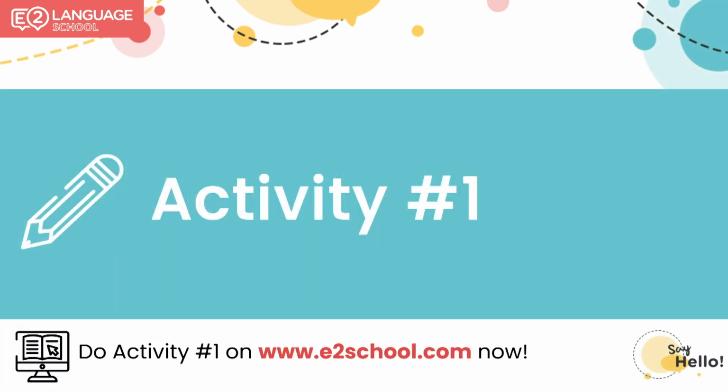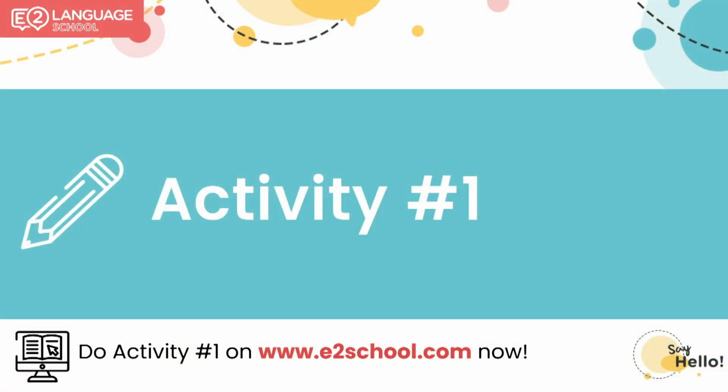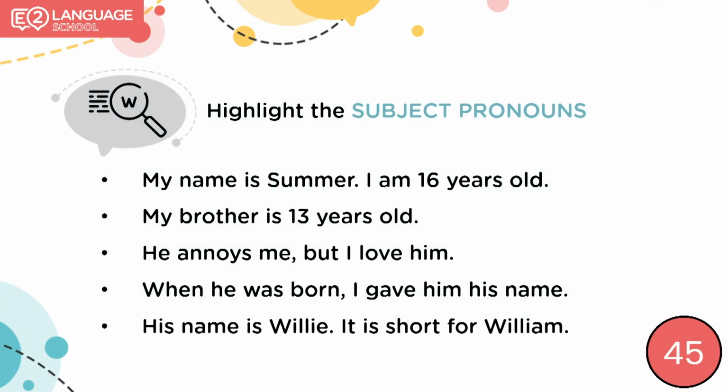Okay, everyone, time for our first activity. Now, if you're on E2 School, you can do this activity just below the video. If you're watching on YouTube, you won't be able to do that. You'll just need a notebook and a pen and your brain. Or I highly recommend you go on over to E2 School and sign up. It's a great way to practice these activities. Okay, let's take a look. So I would like you to highlight the subject pronouns.